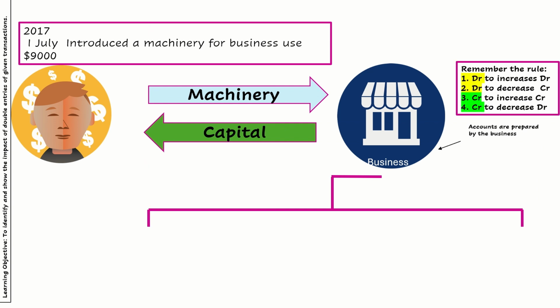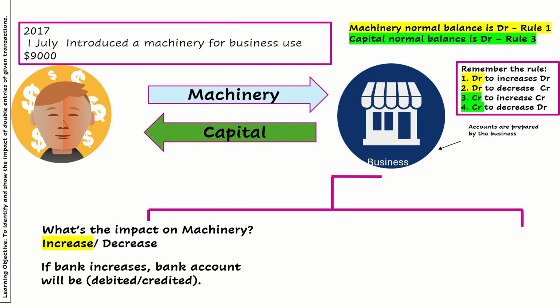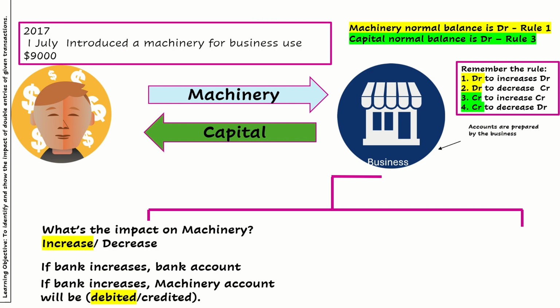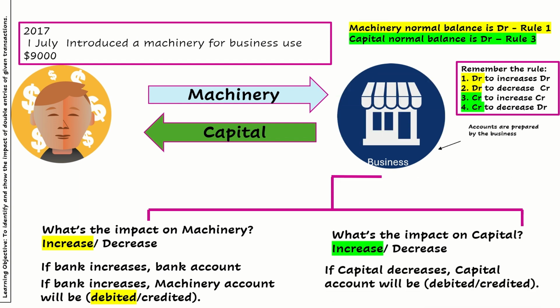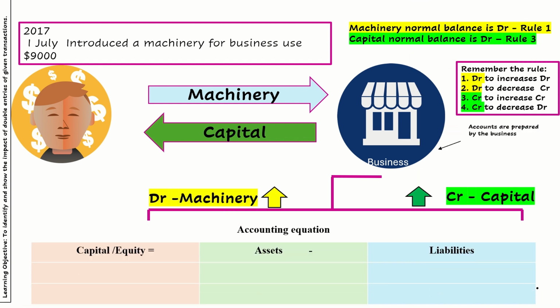Remember the rule. Here we apply rule number 1 and rule number 3. What's the impact on machinery? It increases. If machinery increases, machinery account will be debited. What's the impact on capital? Increases. If capital increases, capital account will be credited. Let's correct this error. Capital increases. Therefore, debit machinery account and credit capital account.